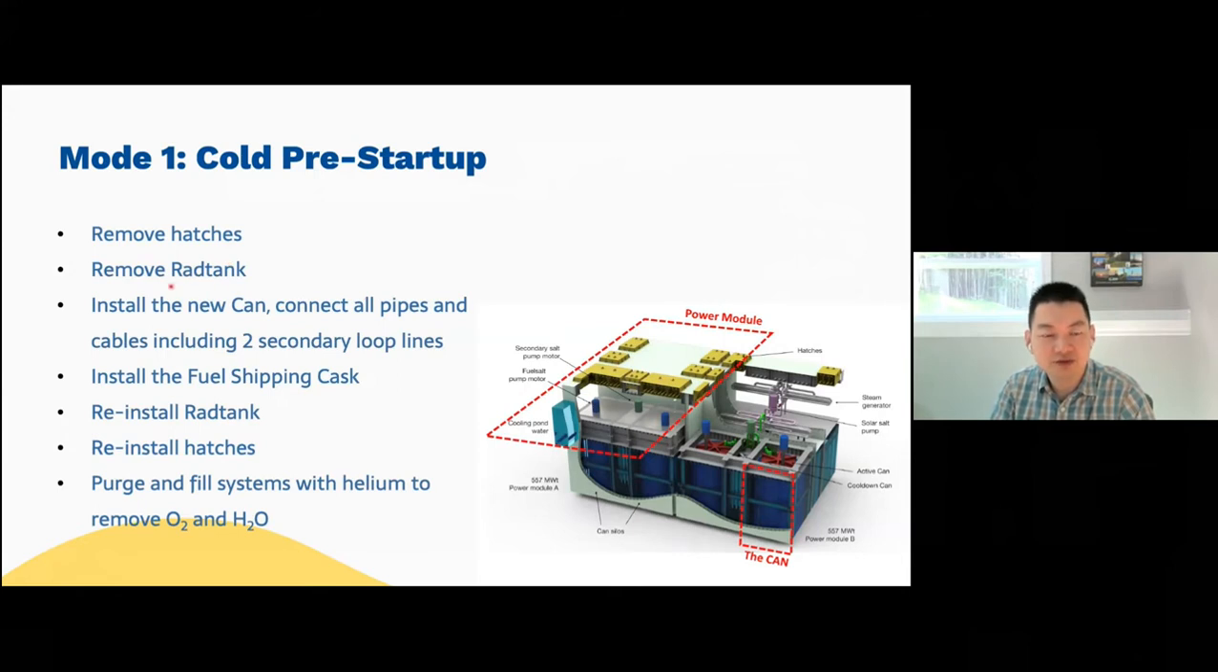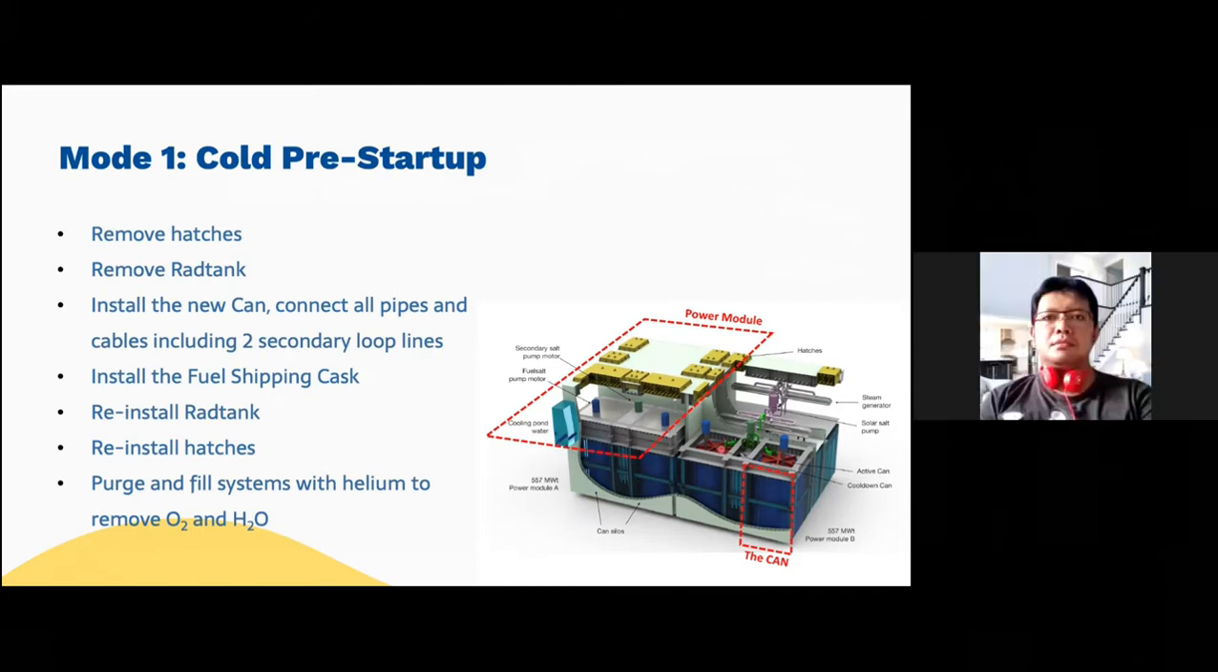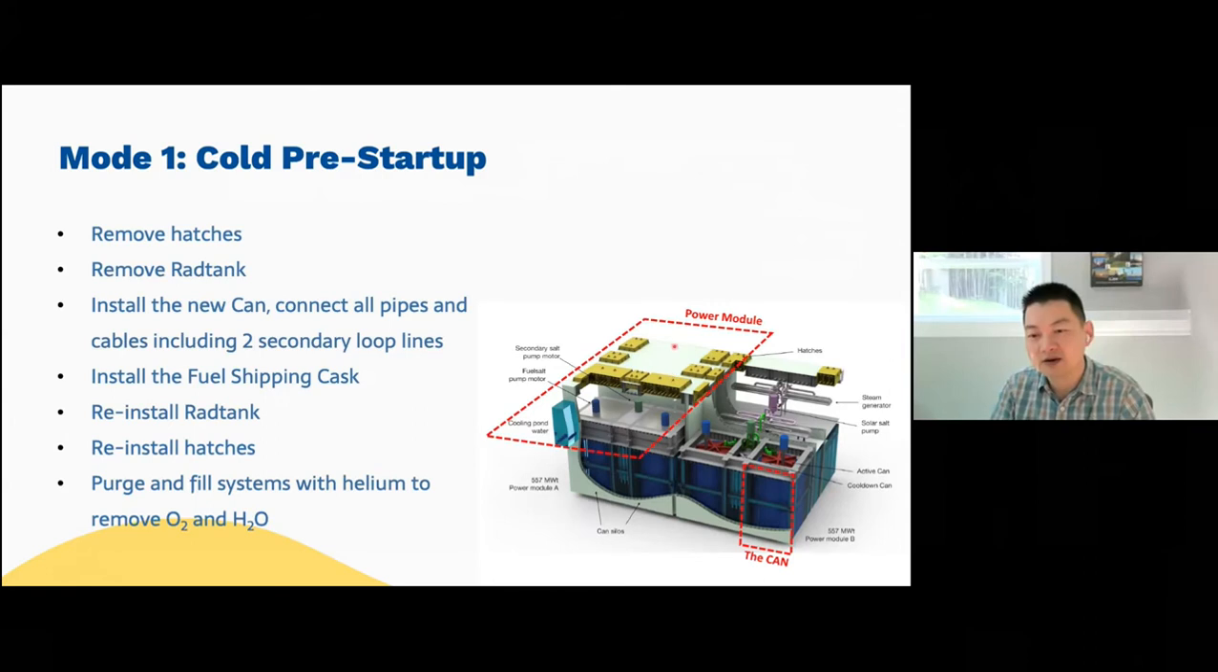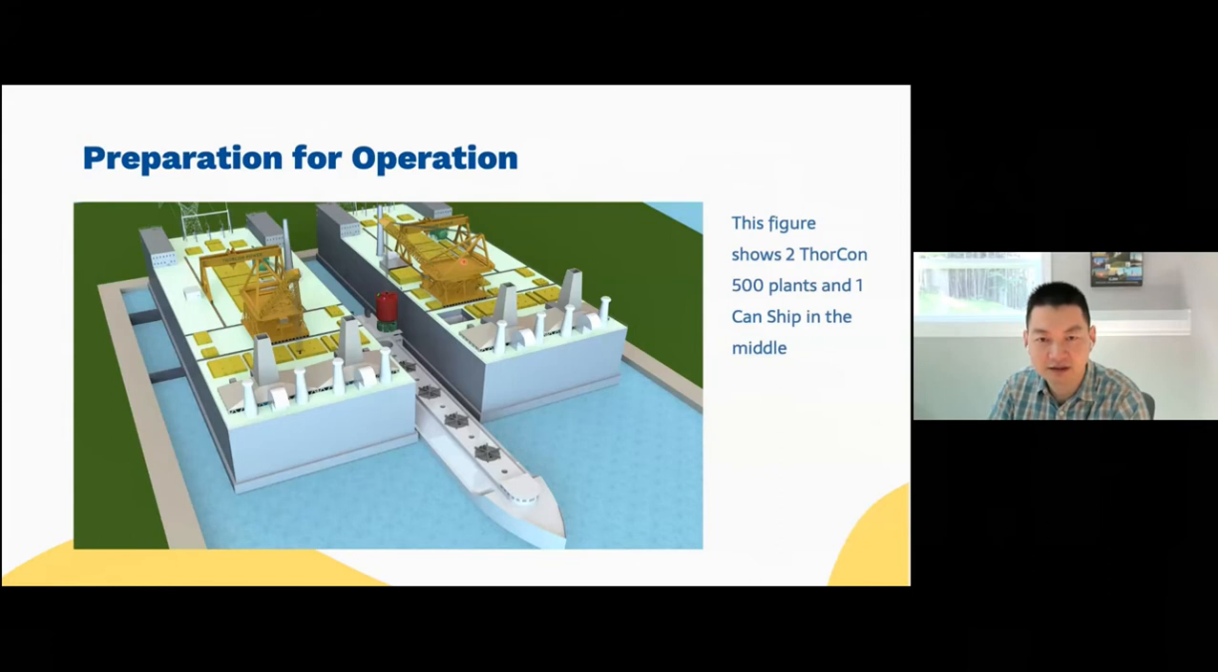And then you have to remove the rat tank. So this is a rat tank, and you have to expose the can silo so you can load the can. Now there's a ring on the main deck of the power plant that allows you to remove those hatches and the rat tank. So I can go back to the previous slide. You can see the ring here. It can remove hatches. It can load and unload cans.